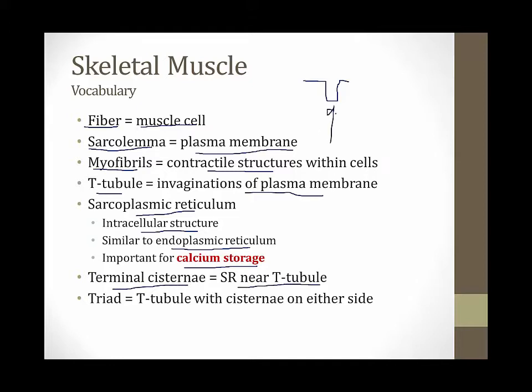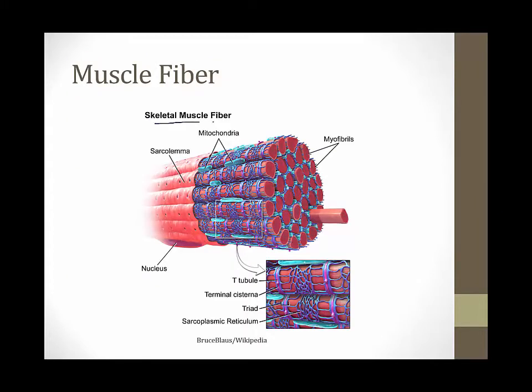So if this is a T-tubule here, some of the sarcoplasmic reticulum abuts the T-tubule, and that's called the terminal cisternae. And then finally, a triad is a structure found within skeletal muscle that consists of a T-tubule with cisternae on either side. Here's a picture from the web of a skeletal muscle fiber.